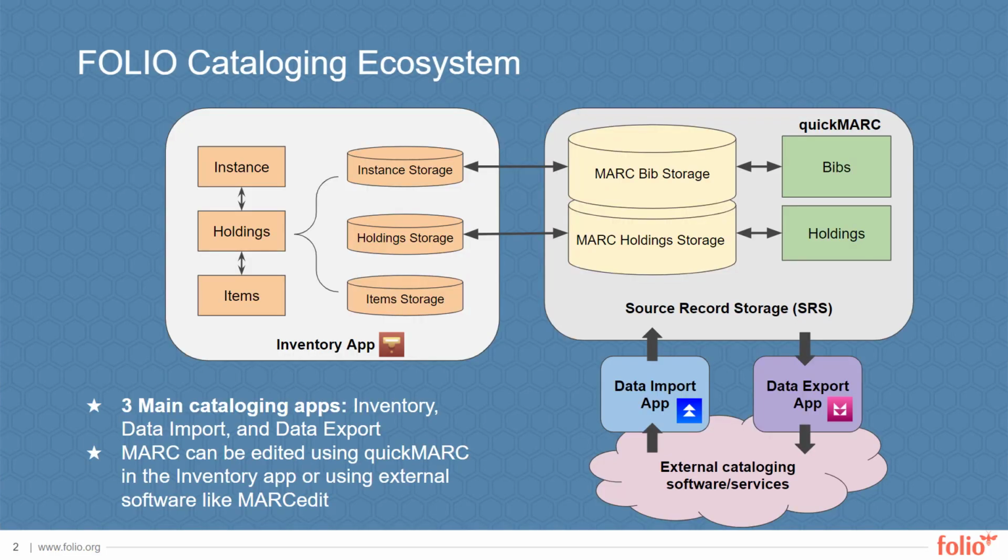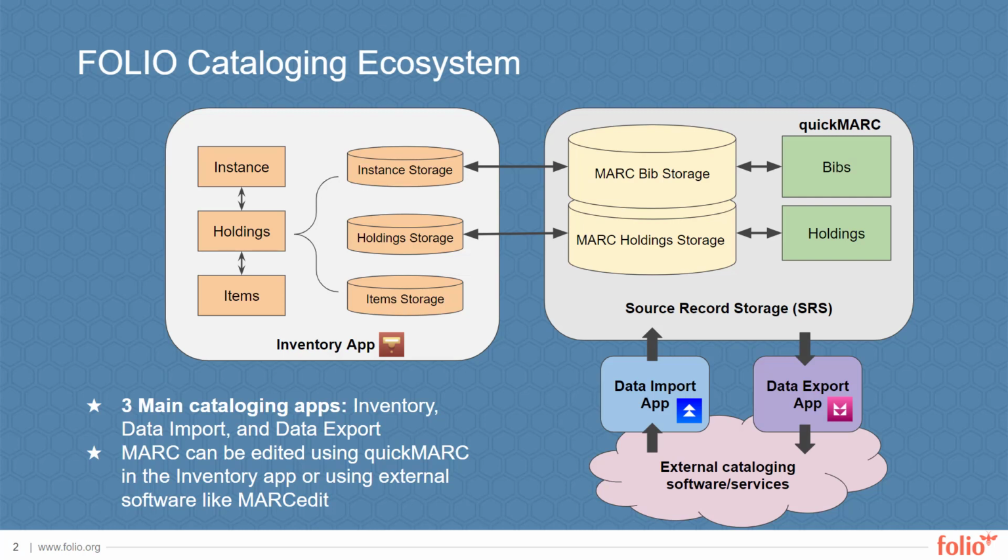The most important three apps when it comes to metadata management in Folio are the Inventory app and the Data Import and Export apps. The Inventory app is where you'll be able to search for and edit your instance, holdings, and item records. Since Folio is source agnostic, you can have MARC-based records and records without a source in the same system. Any MARC source records are stored in a space called Source Record Storage, or SRS, and can be edited within Folio using QuickMarc. Records without a source can be edited directly in the Inventory app.